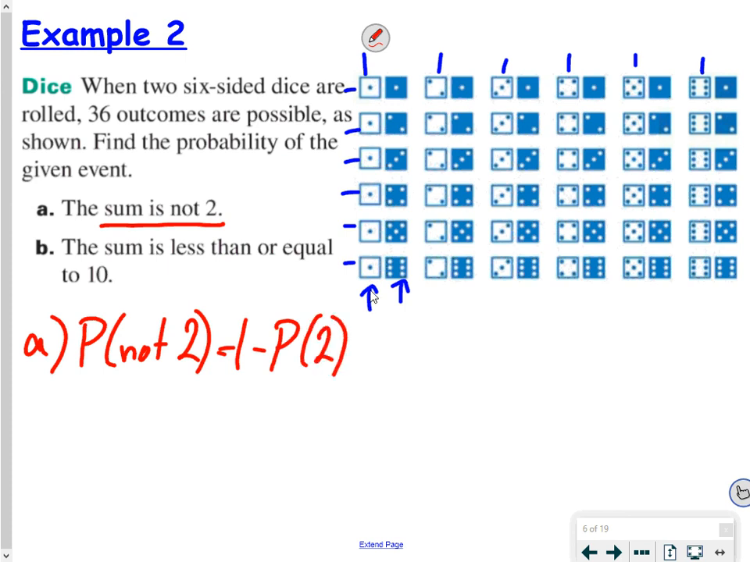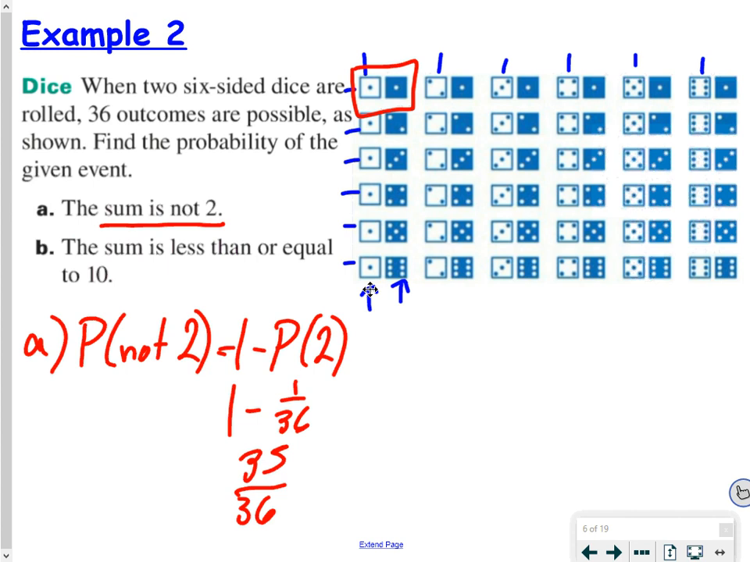And in this case, that's really easy to count. There's one case in which the sum is 2. So we have 1 minus 1 out of 36, which would be 35 out of 36. So in this case, it was easier to count how many times that does happen and put it into perspective in terms of how many times it doesn't happen.